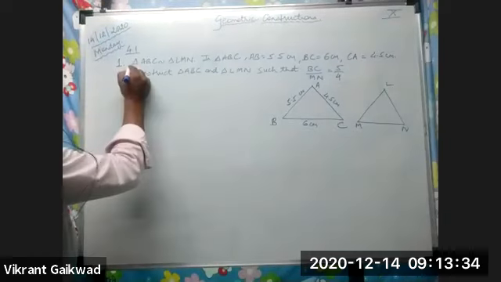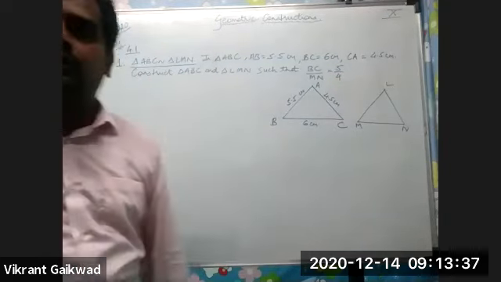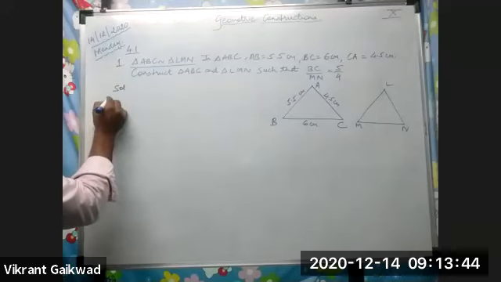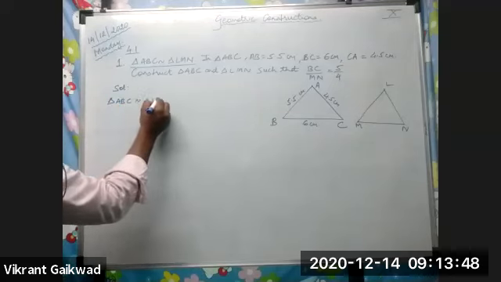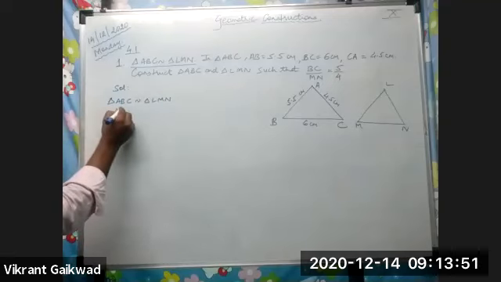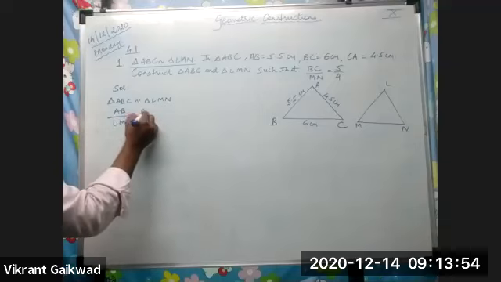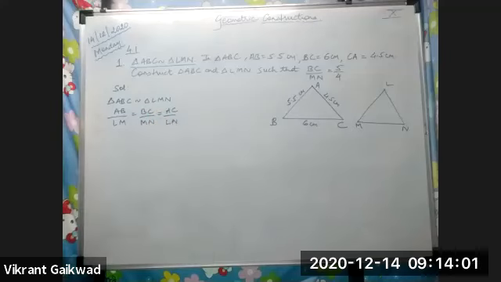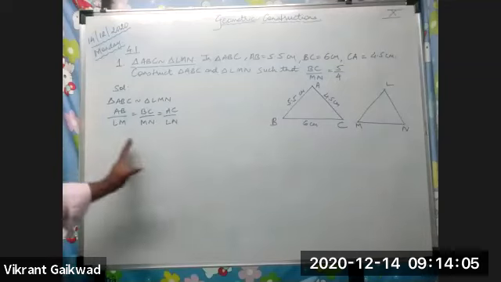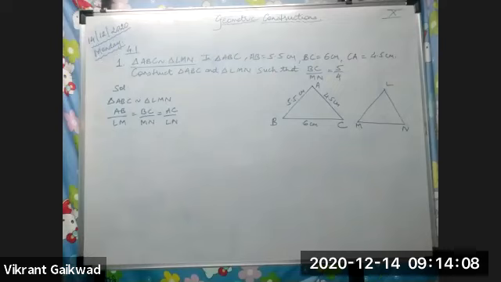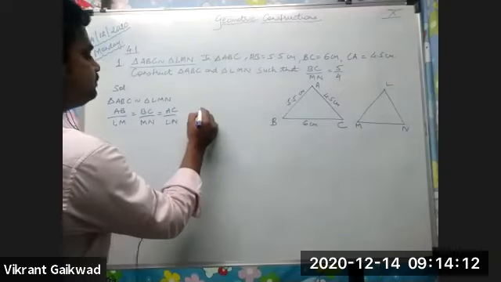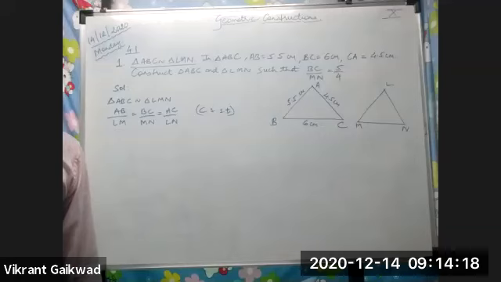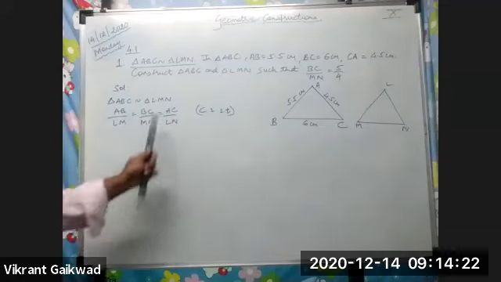See, in the question, the first statement is triangle ABC is similar to triangle LMN. So when triangle ABC is similar to triangle LMN, you'll get AB upon LM equals BC upon MN equals AC upon LN. Understood this? This is because of the corresponding sides of similar triangles. As the two triangles are similar, the sides would be in proportion.